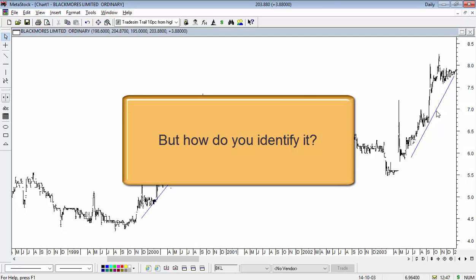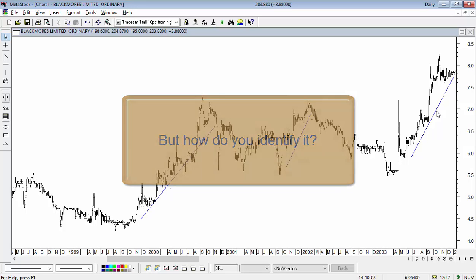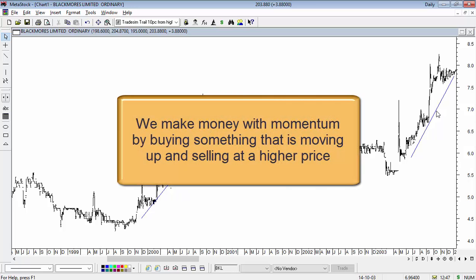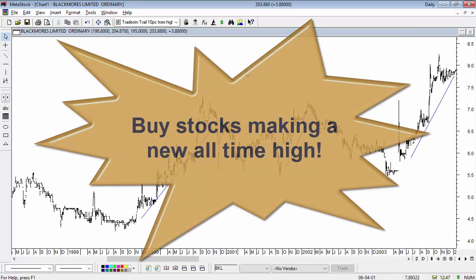When I was sitting with my kids, I was explaining that what we want to do is get into stocks which are moving up and hold on to them as long as they keep moving up. When they start moving down, we want to sell them, because that's when we make the money. We make money by buying something and selling it at a higher price than what we bought it for. So we brainstormed a bunch of different ideas, and one of the ideas I threw into the mix for them was the idea of buying a stock that was making a new high.